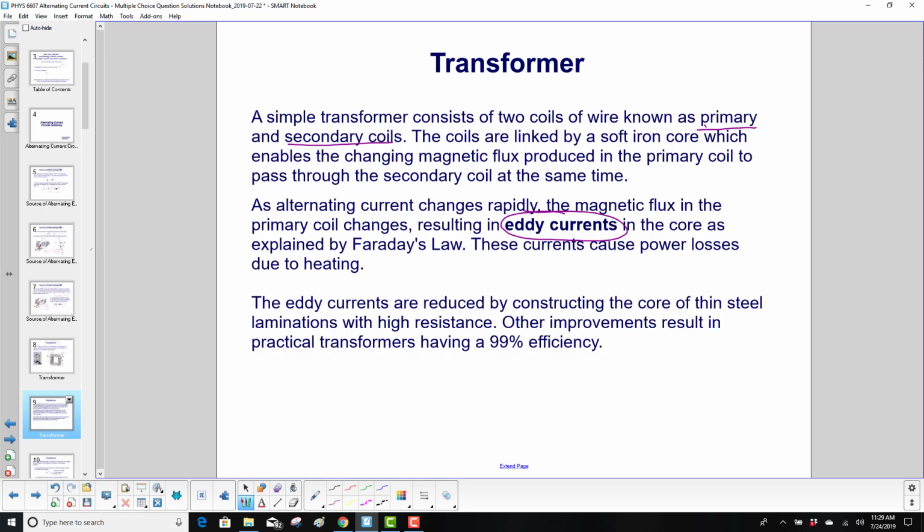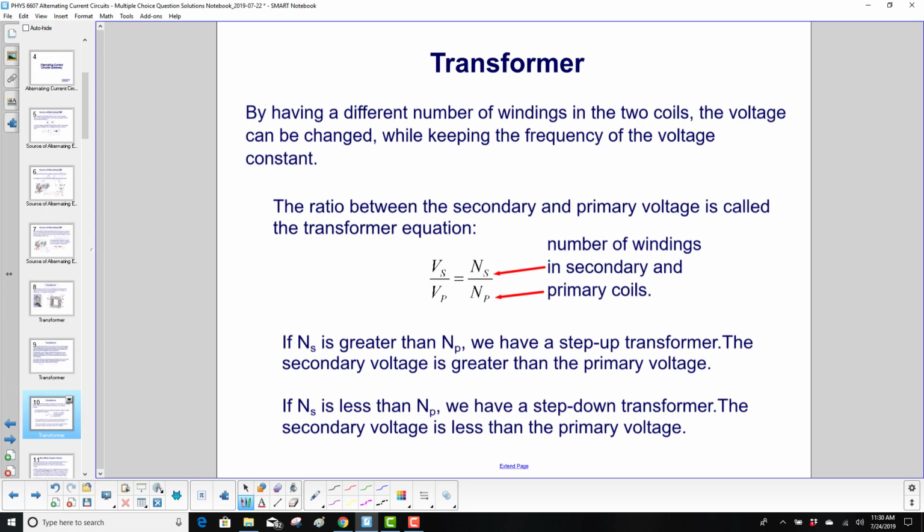Other improvements make our practical transformers, the ones you might see on the telephone pole, 99% efficient. So 99% of the energy provided by the power company, after it goes through the transformer to your home, 99% of the power gets through. That's pretty good. The different number of windings between primary and secondary allows the voltage to change. However, it keeps the frequency of the voltage constant. So if the supply is 60 Hertz, on the secondary side, that's also 60 Hertz.